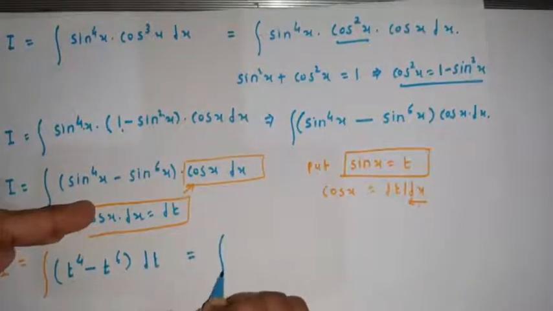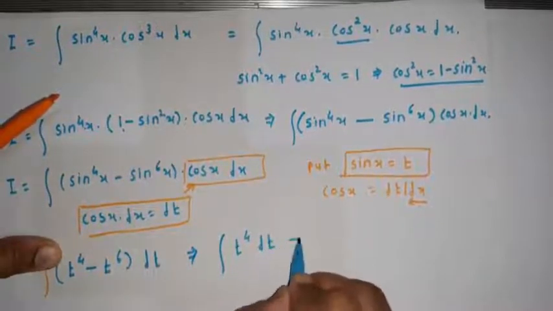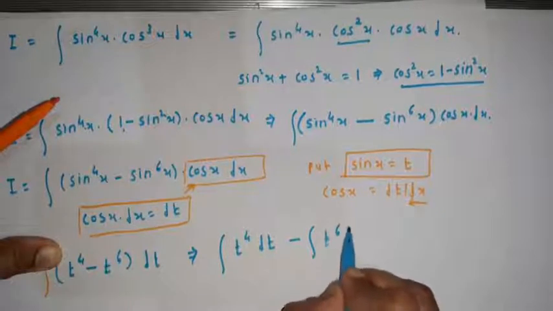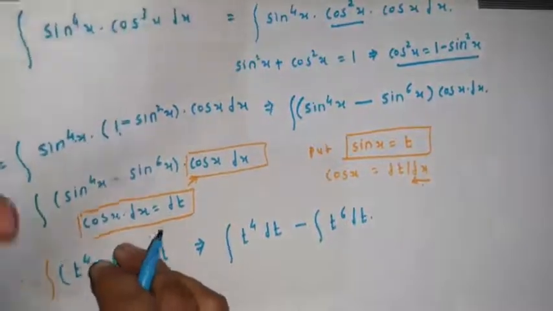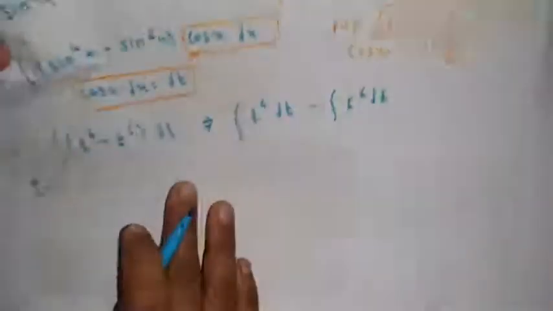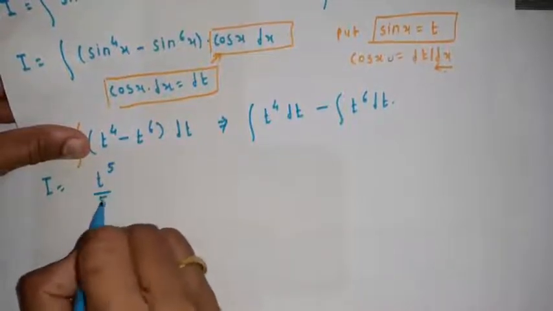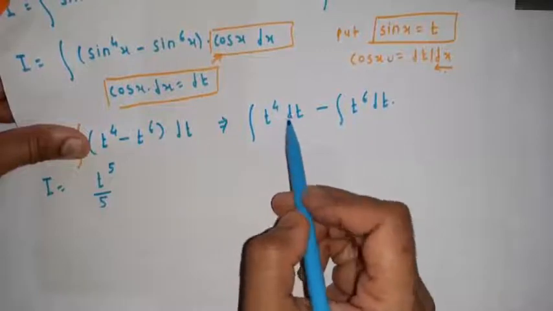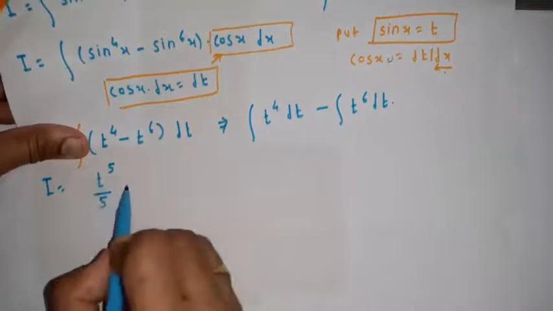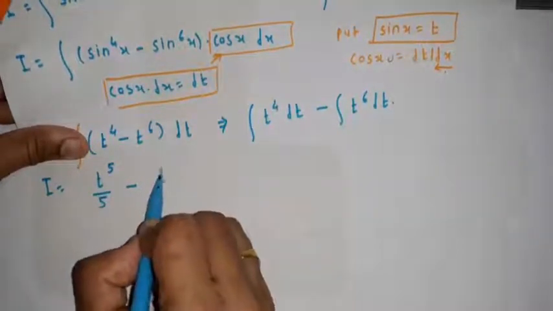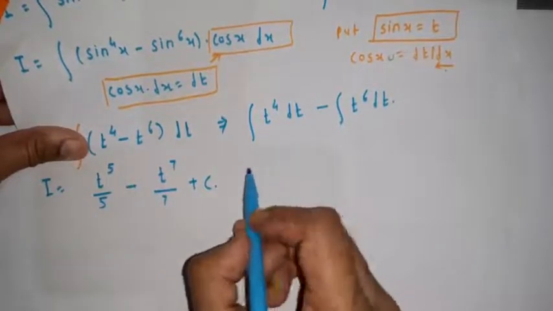Now take the integration separately, that is integration of t raised to 4 with respect to t minus integration of t raised to 6 with respect to t, and hence the integration is t raised to 5 upon 5, by the x raised to n formula, that is x raised to n plus 1 upon n plus 1 is the integration of x raised to n, and minus t raised to 6 means t raised to 7 upon 7, plus constant of integration c.